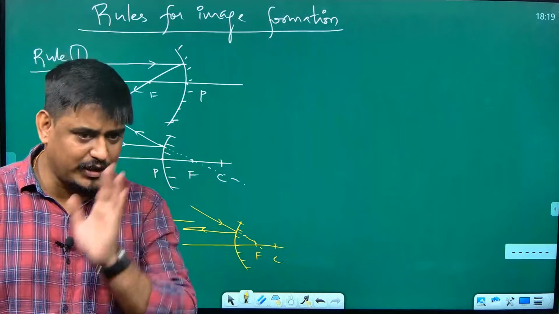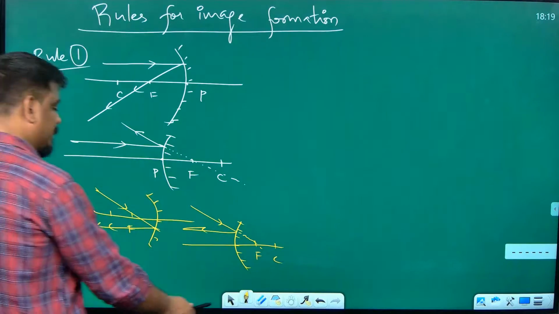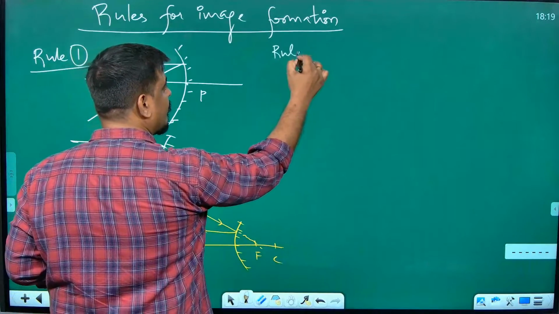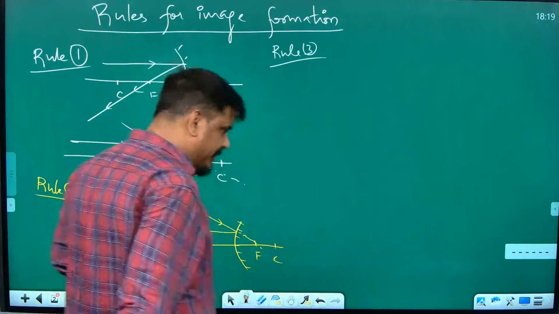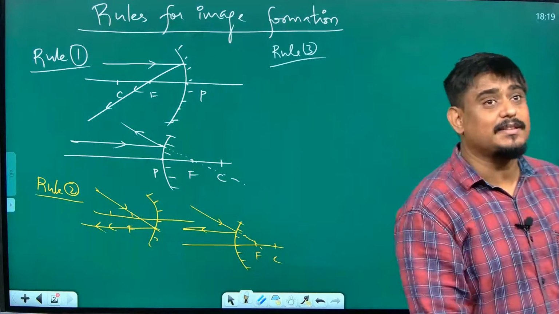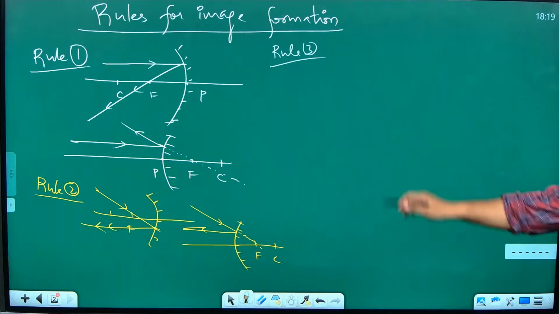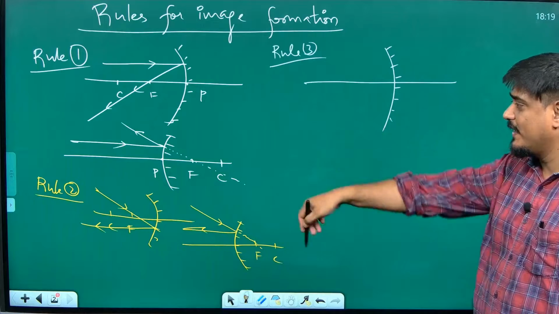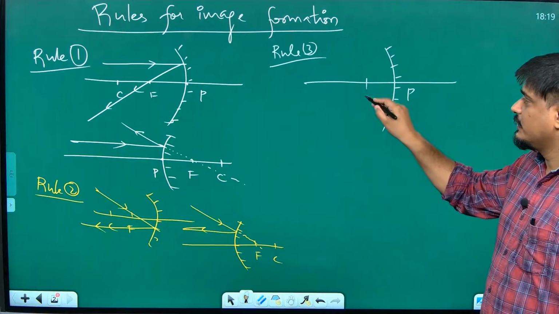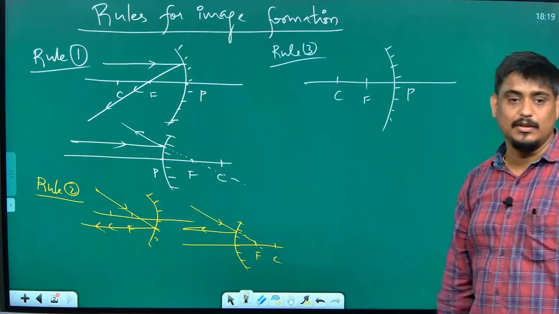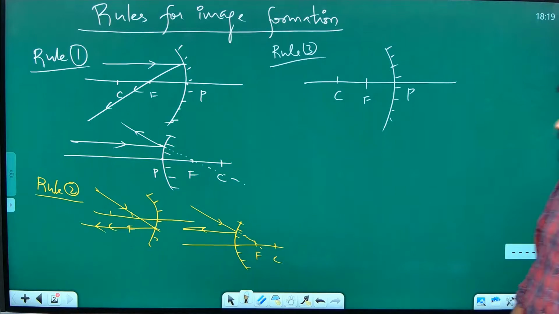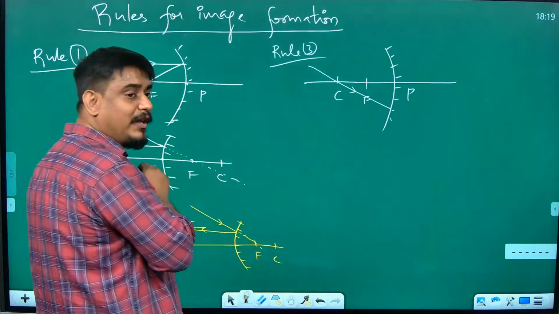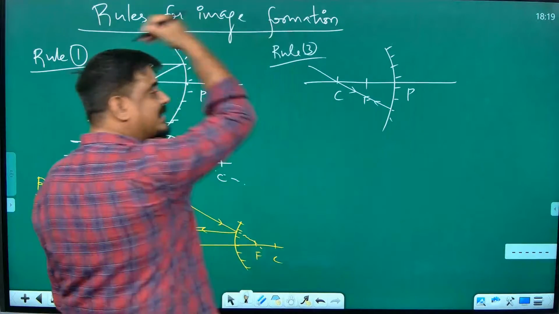Got it? Second rule also clear? Rule number 3. Rule number 3 says that any ray which is passing through the center of curvature, pay attention, this rule is very interesting and important, because where these two rules will fail, we will use this rule only. Any ray which is passing through the center of curvature, like this, suppose it passes, after reflection will retrace its path.